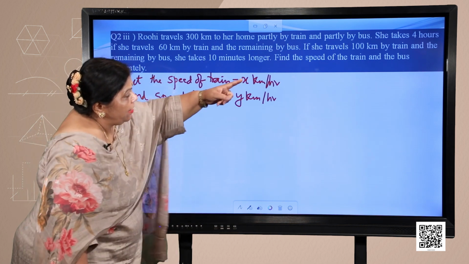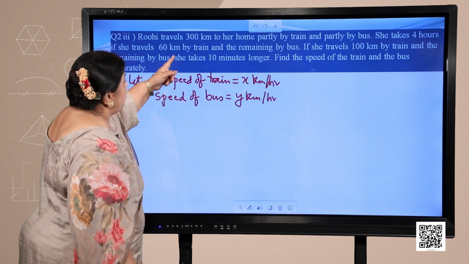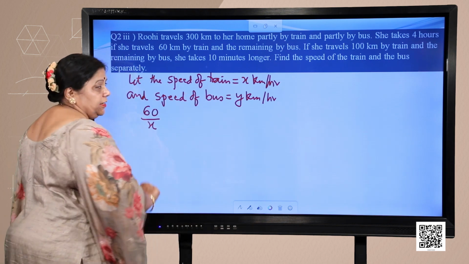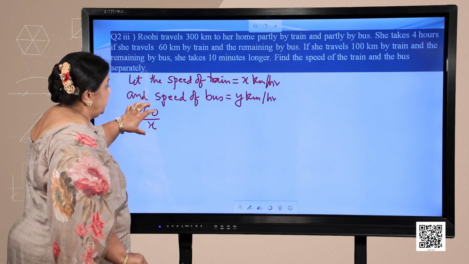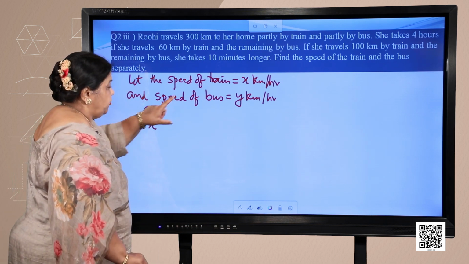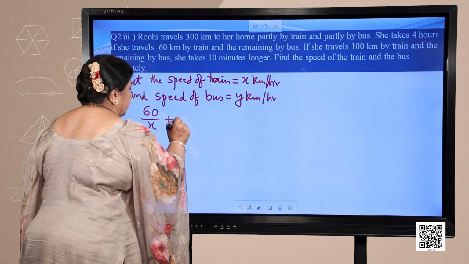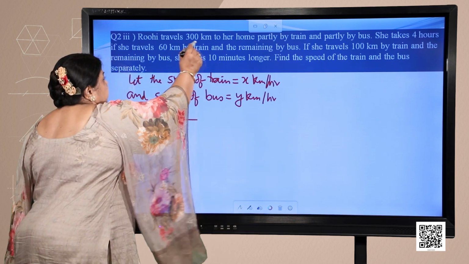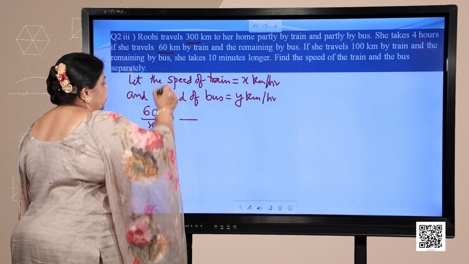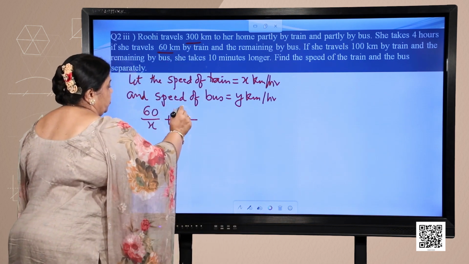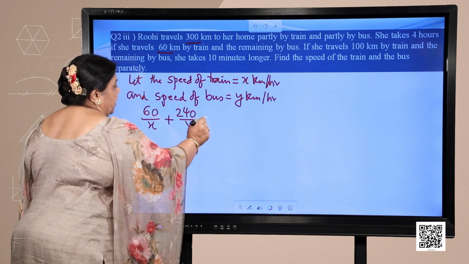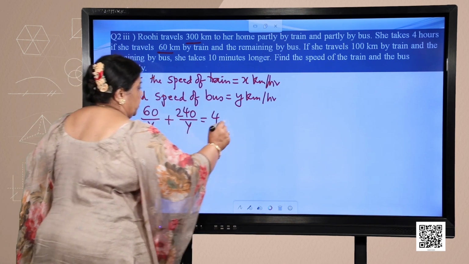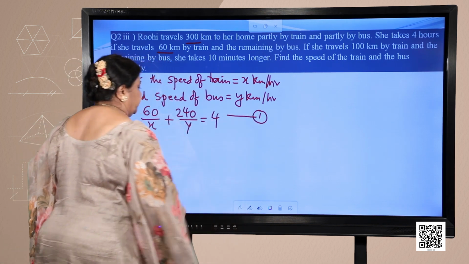Now, if she is travelling 60 kilometers by train, let us take distance upon speed, that gives me time. This is the distance covered by train. So, plus what is the distance left out now? Out of 300, if she has covered 60 by train, how much is the distance left? Yes, you are right, it is 240. And how much time she is taking? She is taking 4 hours. So, this becomes a first equation.